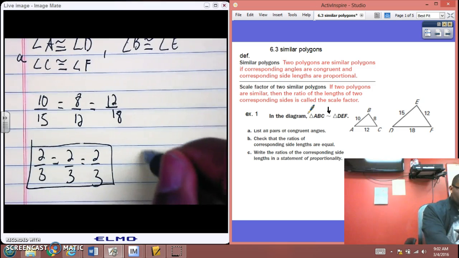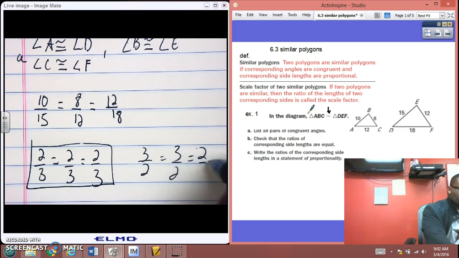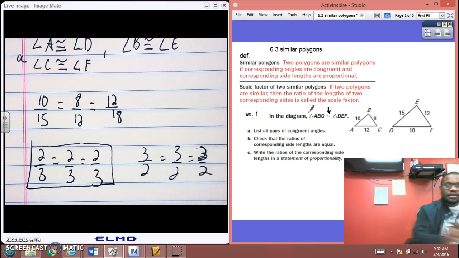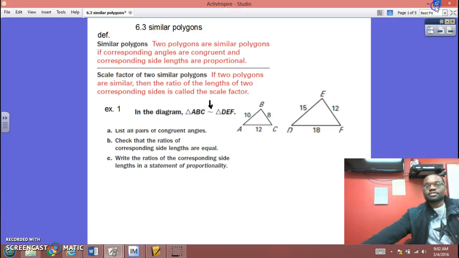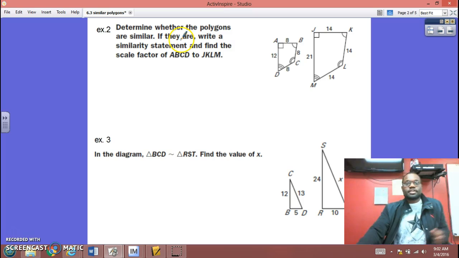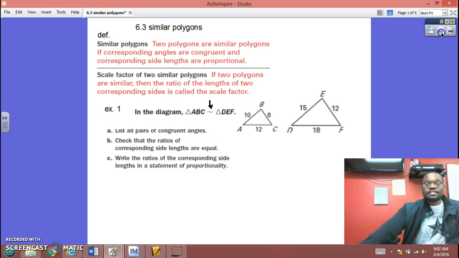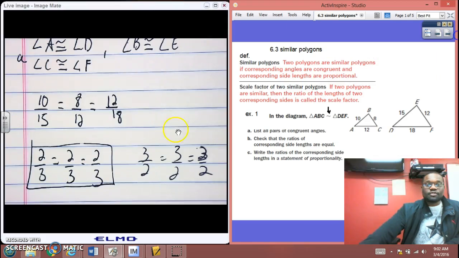Just for the record, if I did 3 over 2, if I started with the big triangle and did the other triangle, that would be the same thing. All right, let's go back to the notes. Determine whether the polygons are similar. If they are, write a similarity statement and find the scale factor. Okay, the scale factor is simply the number that you got. For example, the scale factor on that first example will be 2 to 3, 2/3.